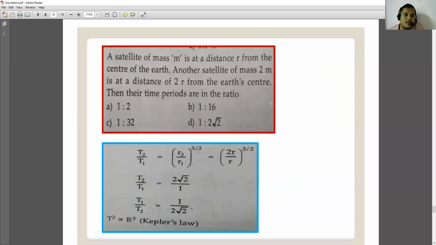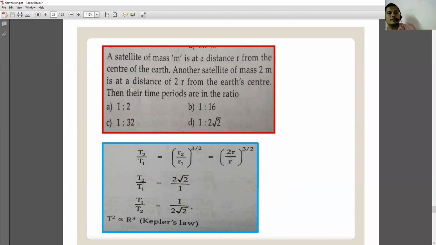Next, a satellite of mass m is at a distance r from the center of the Earth. Another satellite of mass twice m is at a distance of 2r from the Earth's center. Then their time periods are in the ratio. याचे जे टाइम पिरियड्स आहेत तर त्याचा रेशो आपल्याला काढायचा आहे. तर त्याच्यासाठी आपल्याला हे रिलेशन माहिती पाहिजे. T square is proportional to r cube, जे आपण चेक केलं मागाशी. So T2 upon T1 is equal to under root R2 by R1 raised to 3 by 2. So value of R2 is 2R and R1 is R.